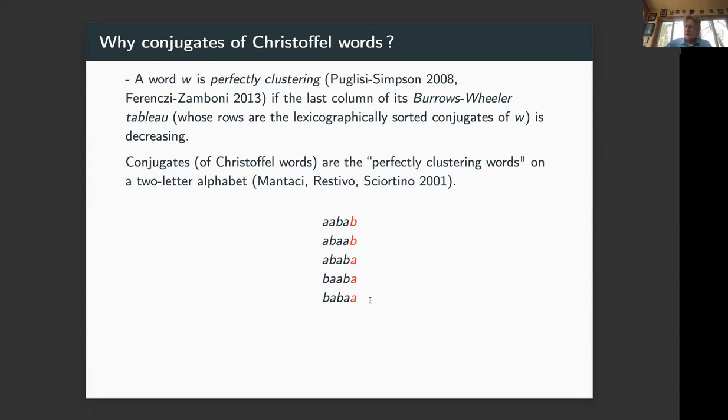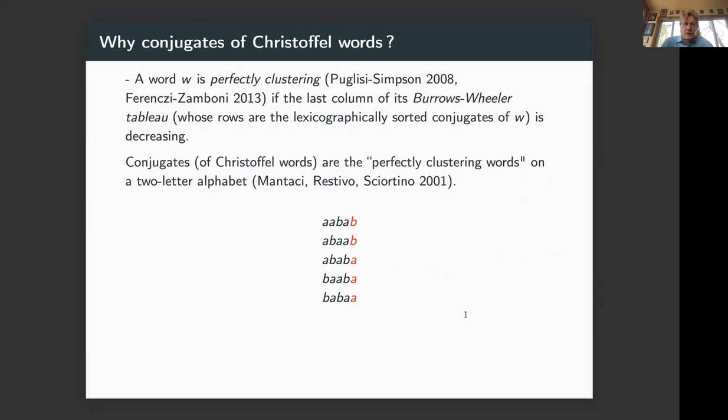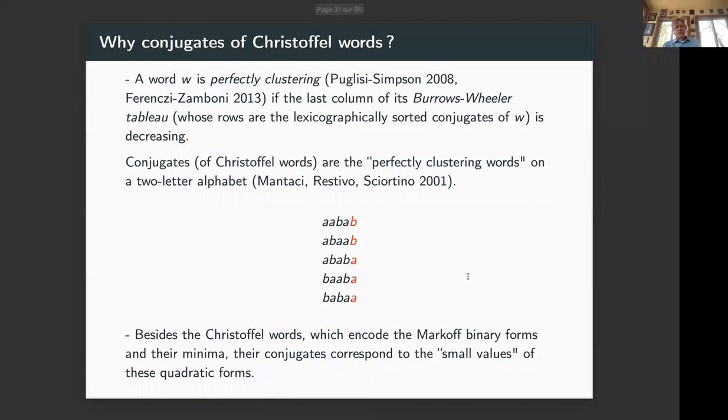This characterization of Christoffel words is due to Mantaci, Restivo, and Sciortino. And a Christoffel word, or rather a conjugate of a Christoffel word, because this construction works for any conjugate: the conjugates of Christoffel words are exactly the perfectly clustering words on a two-letter alphabet.